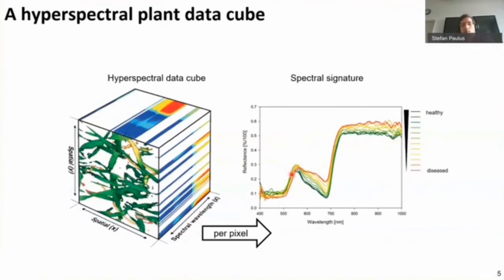So we have the peak here between 500 and 600 nanometers. Before it's very low, and then we have a valley here between 600 and 700 nanometers, and then it goes up to a plateau with a very high reflectance in the NIR area. So this here is a very typical plant signature.